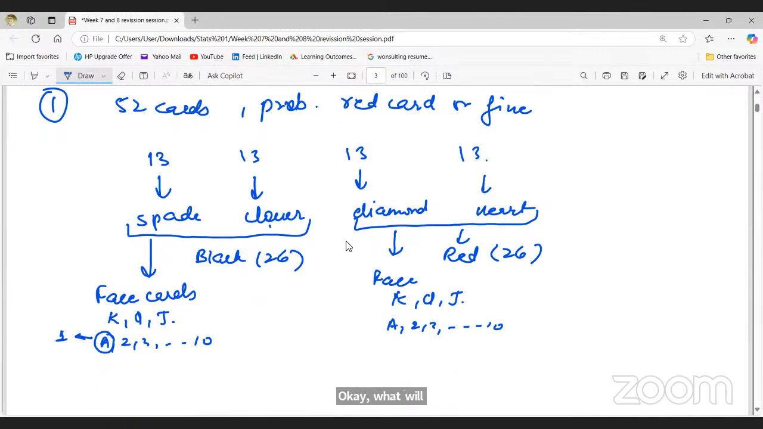Okay, let's see. In total, we have 52 cards and we have to find the probability that it is a red card or a 5. So that means we have to calculate the probability of R union 5. Correct. Is this clear what we have to find?